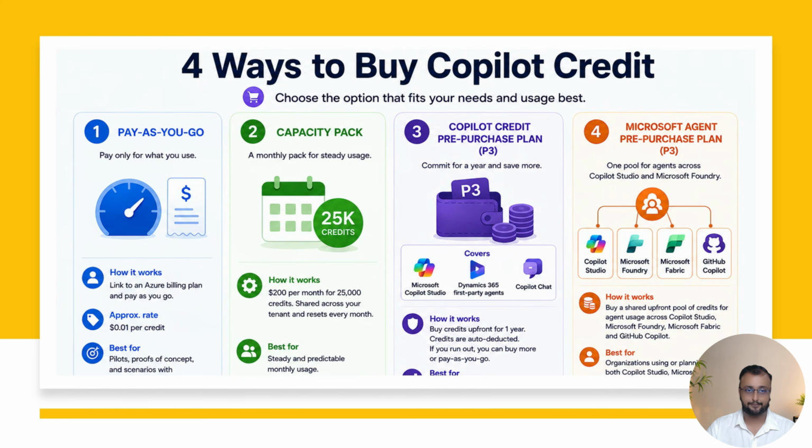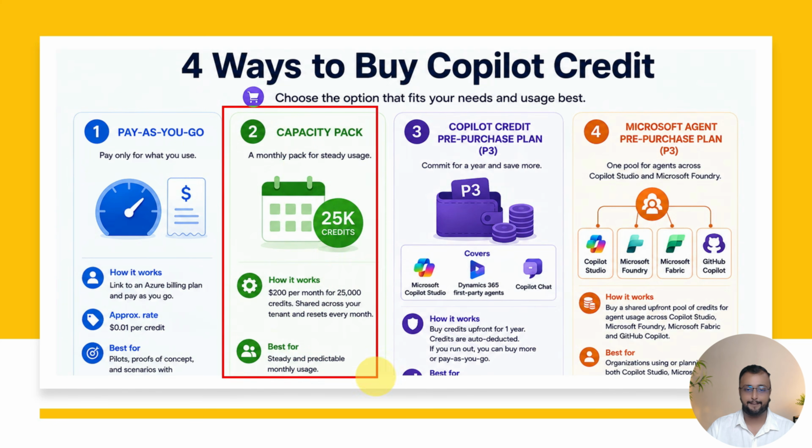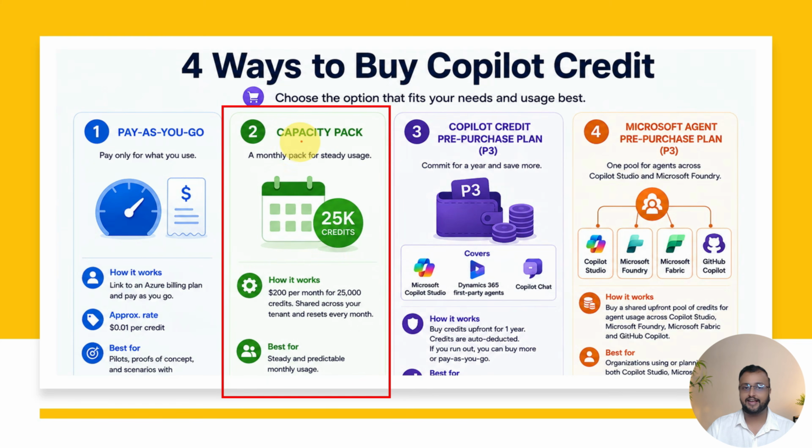Second plan under this umbrella is Copilot Studio Capacity Pack License. This is again a popular model which most organizations at this point are using. Generally it's a monthly subscription, and basically you get 25,000 credits with this capacity pack. The pricing for that is $200 per month for 25,000 credits.